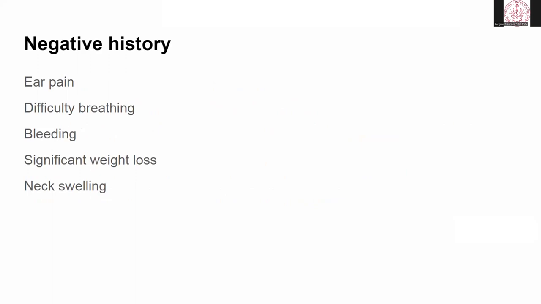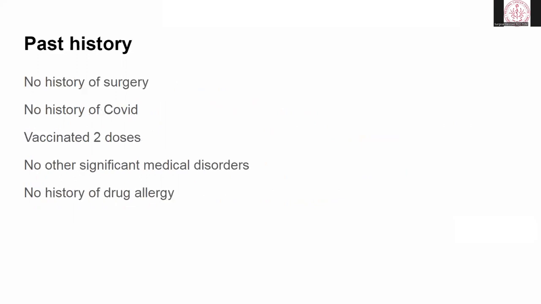Now coming to negative history, she didn't give any history of ear pain, difficulty breathing, or any bleeding from the oral cavity. There was no history of any significant weight loss and no history of any neck swelling. Coming to past history, there is no history of surgery, no history of COVID. She is vaccinated with 2 doses. There are no other significant medical disorders and no history of any drug allergy.